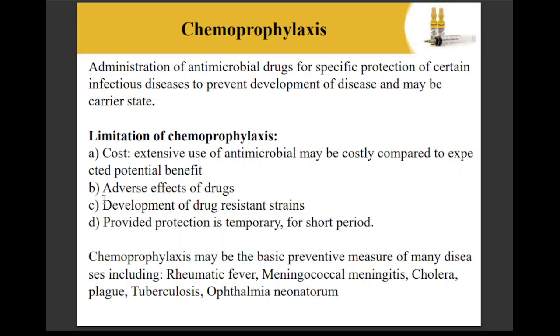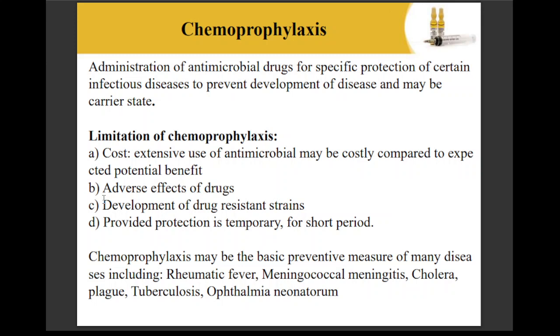So there are limitations of chemoprophylaxis. We all know that with antimicrobial drugs, multi-drug resistance can take place. The extensive use of these types of drugs can lead to drug resistance. The adverse effects of drugs can be seen. Then the protection provided is generally temporary, for a short span of time. Say there are some flus, so seasonal flu or swine flu vaccines were available, and they show their effect only for a particular span of say 3 or 4 months, winter days or like that.